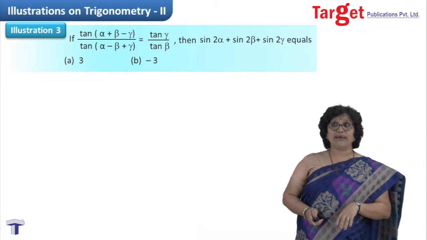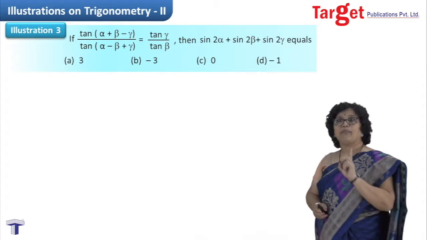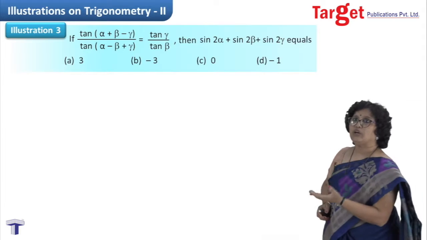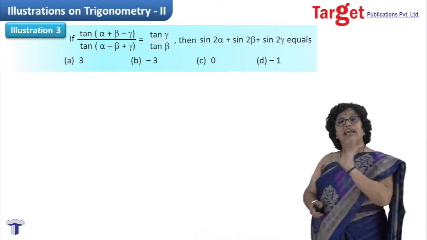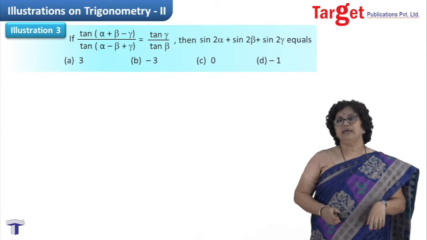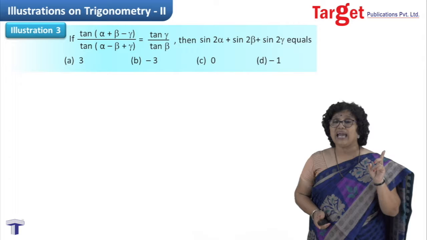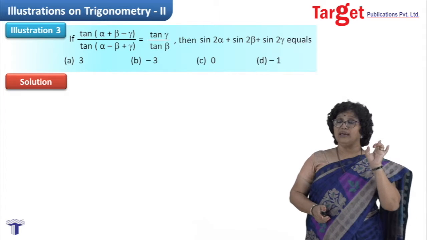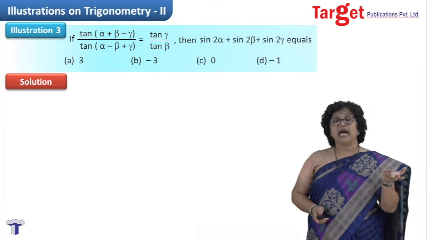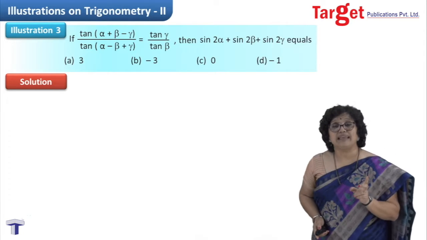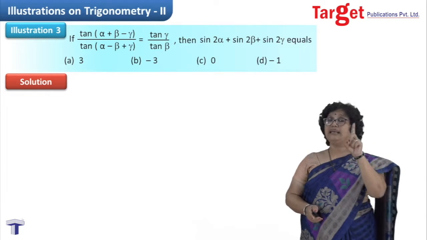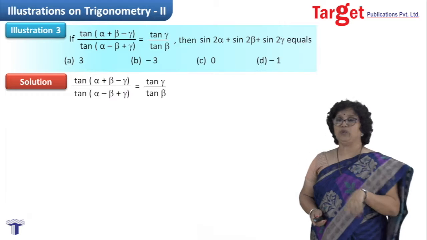And the third one is that if tan alpha plus beta minus gamma upon tan alpha minus beta plus gamma is given to be tan gamma upon tan beta, then we have to find sine 2 alpha plus sine 2 beta plus sine 2 gamma. And some 4 options are given. Now recall that we have done when we were doing formulae that some identities can be taken here onwards as formulae. And one of them was tan A plus tan B upon tan A minus tan B. Stretch your mind, you will get answer. That was in terms of sine. That perhaps I'll be using here.